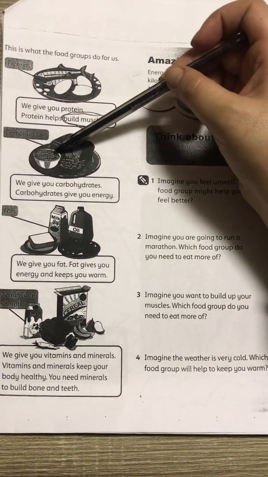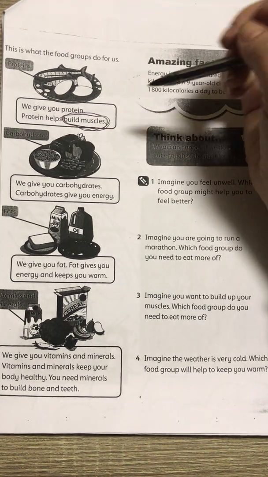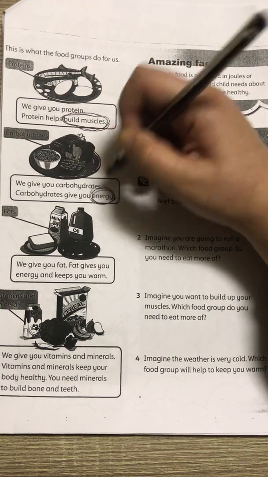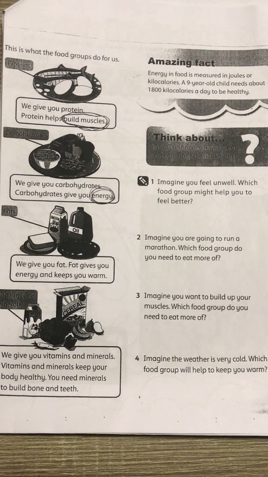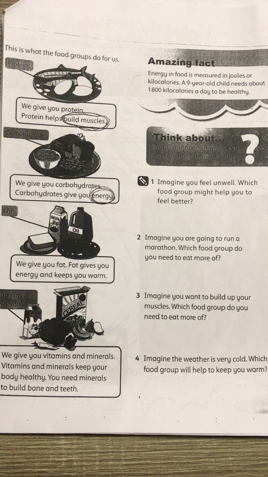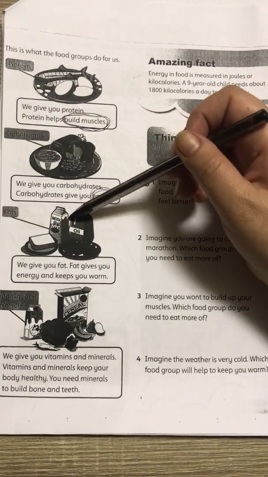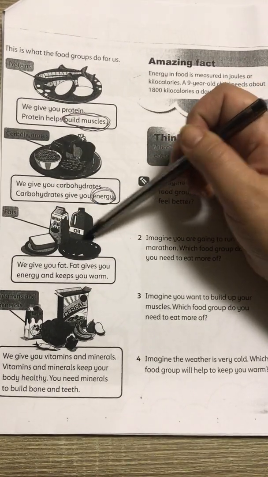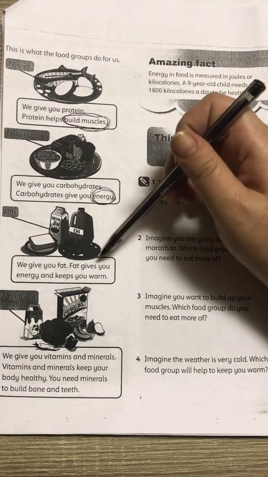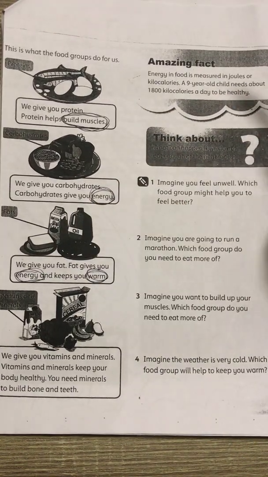Carbohydrates, I think this is rice, bread, French fries, I guess, or pasta. We give you carbohydrates. Carbohydrates give you energy. Energy gets you through the day. It gets your brain awake and helps you to move and stay awake. No, I'm joking. But energy helps you with your movement quite a bit. Fats. We have milk, oil, not sure, butter. Okay, that's butter. We give you fat. Fat gives you energy and it keeps you warm. So fat also gives you energy and it keeps you warm.